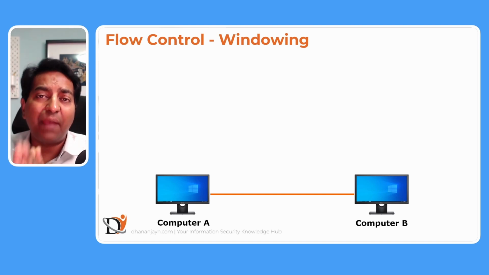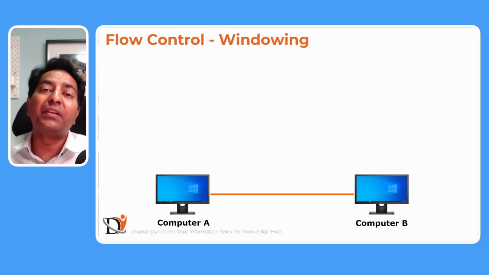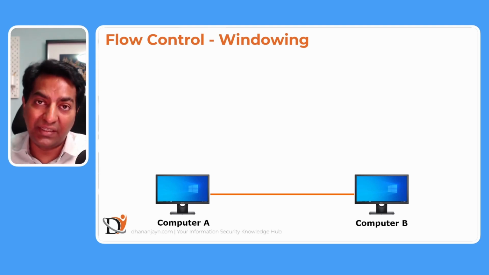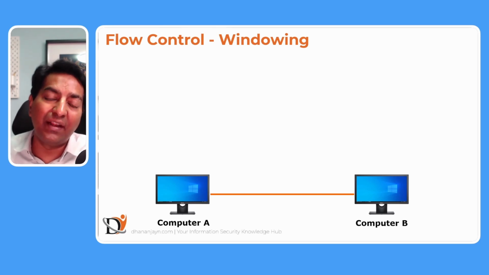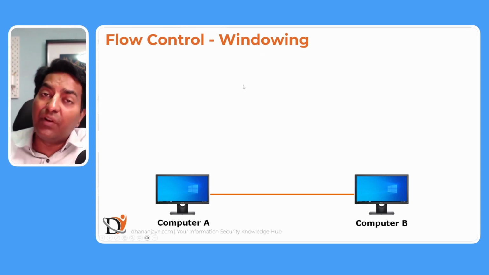Why that happens is because the network bandwidth is continuously fluctuating. Sometimes you'll be able to download more data, but if there is congestion on the internet, it may hamper the speed with which you are downloading the data. So that's where flow control comes into the picture. Windowing is one of its functions.